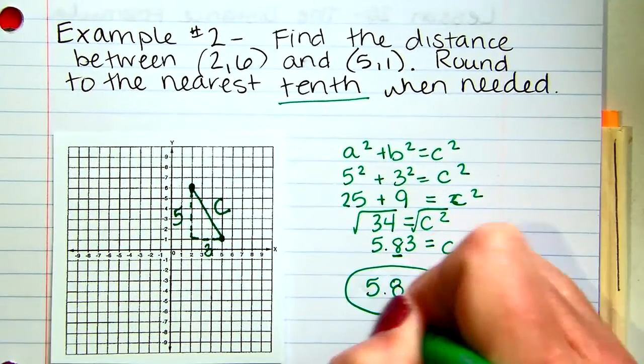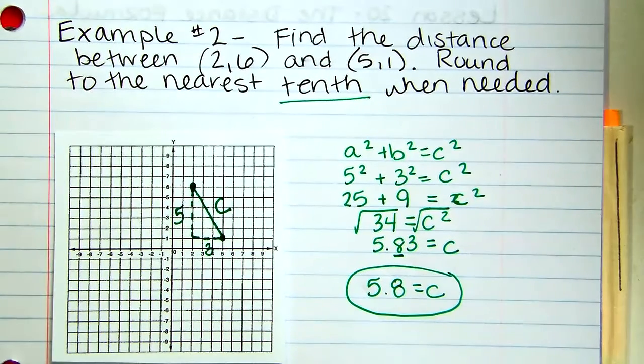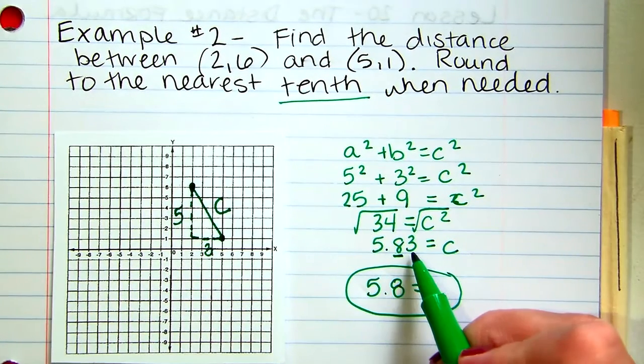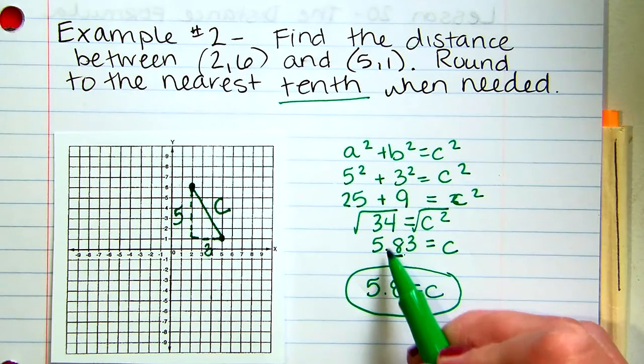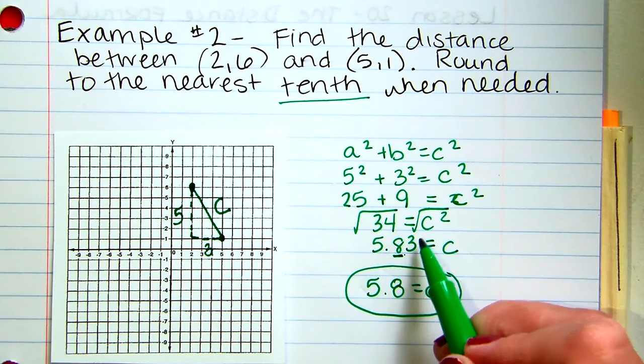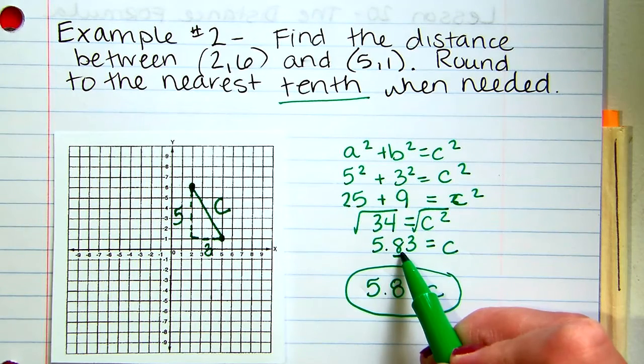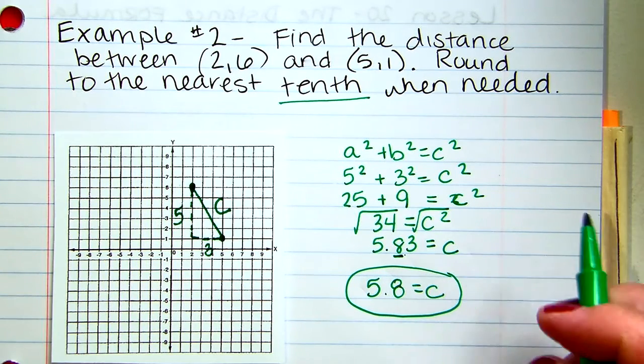Now once again, that number stays the same because this 3 right next to it isn't going to cause it to round up. This 3 is not 5 or above. Anything 4 or below causes the first digit to stay the same. If it's 5 or above, this 8 would change to a 9. Now that happens to be our answer.